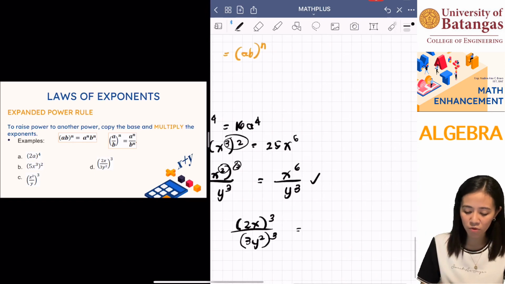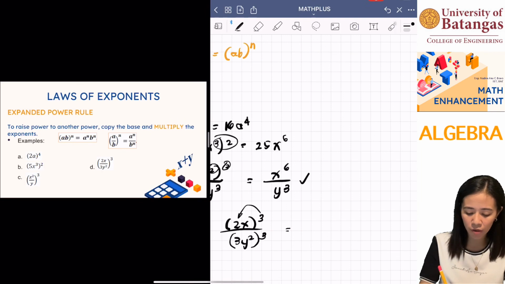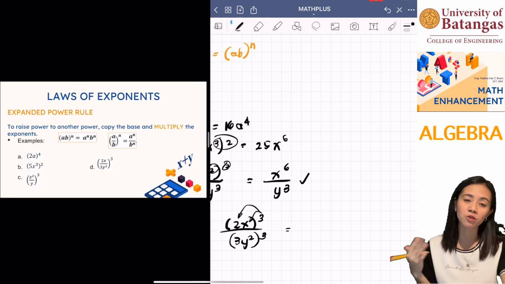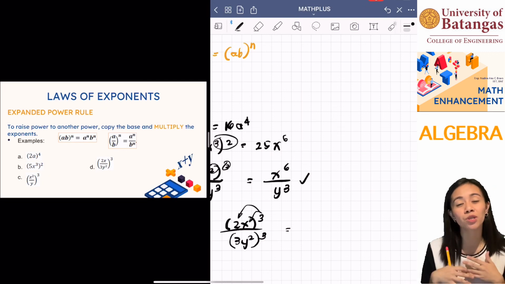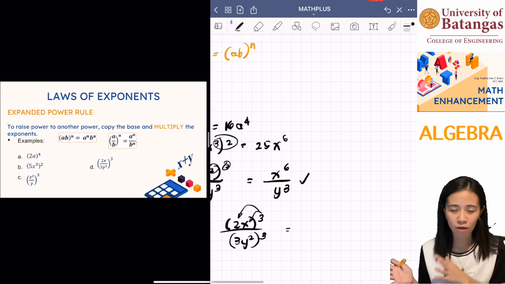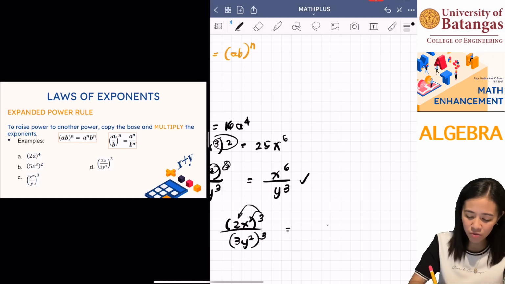Pagdating pa sa loob, expand mo pa siya. So, i-distribute mo pa to. Pero kung sanay na kayo mag-simplify or mag-expand, pwede namang diretso na po agad. So, ginagawa ko lang to for the sake of presentation. Okay? So, that would be 2 raised to 3, and then x raised to 3 all over.